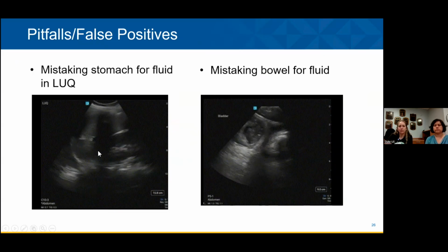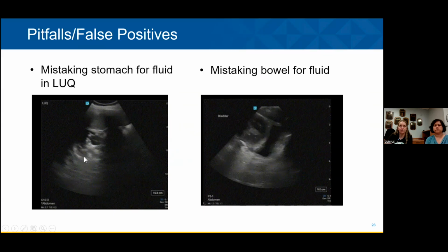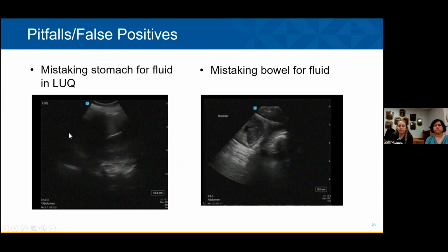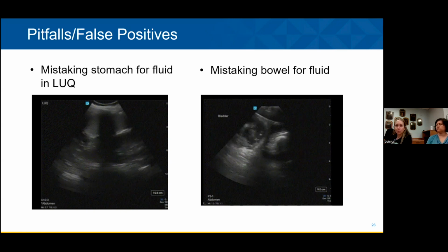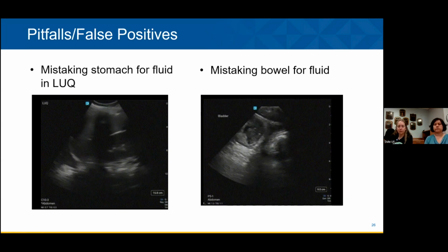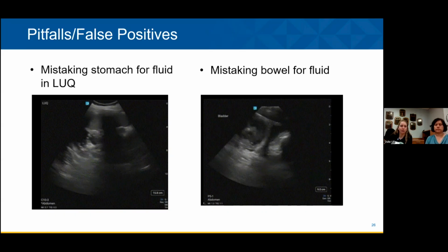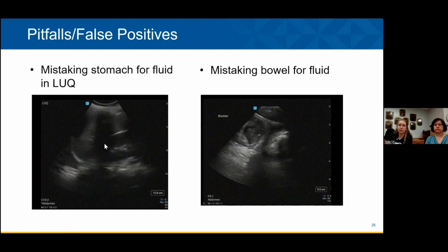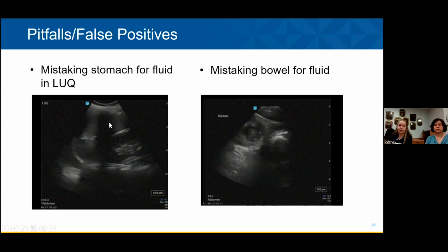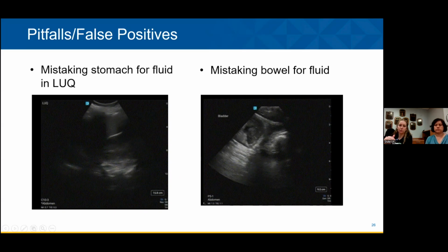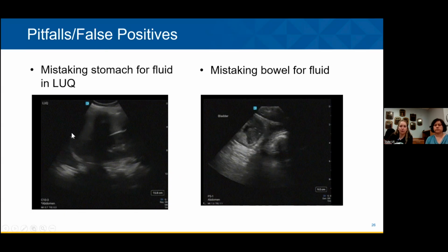One of them is folks who are visualizing the stomach in the left upper quadrant. If you think about it, your stomach is one of the more anterior organs that you have. When you're imaging the left upper quadrant, if you are not in that posterior axillary line, you may pick up the stomach with its contents, swirling inside, that looks like fluid. The way to adjust for that is to shine your flashlight more toward the posterior part of the body, more toward the spine, and then that should allow you to see the spleen and the kidney better.